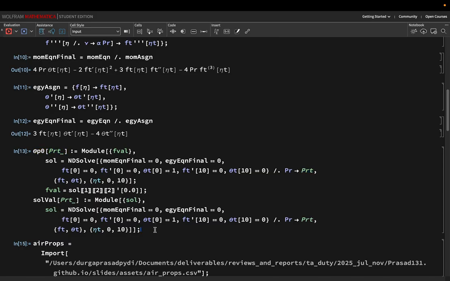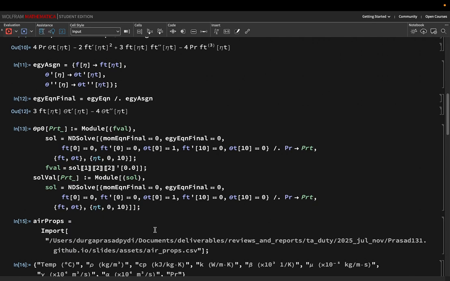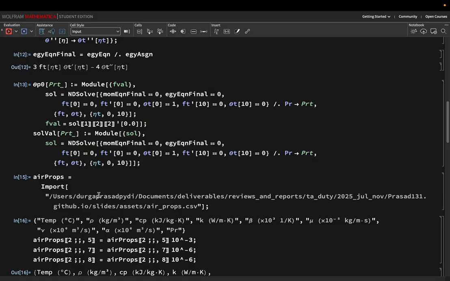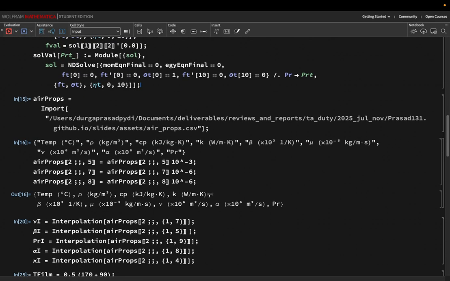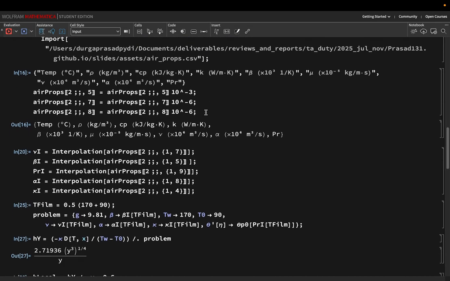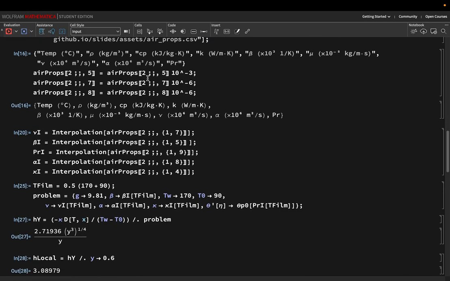So till here, I've just translated what I have written here. The most important thing is getting the solution, for which you have to take in the air properties, which I have taken from the CSV file. I've downloaded the air properties and saved them in a CSV file, which I have loaded here. Then these are just there to make sure the units are consistent.